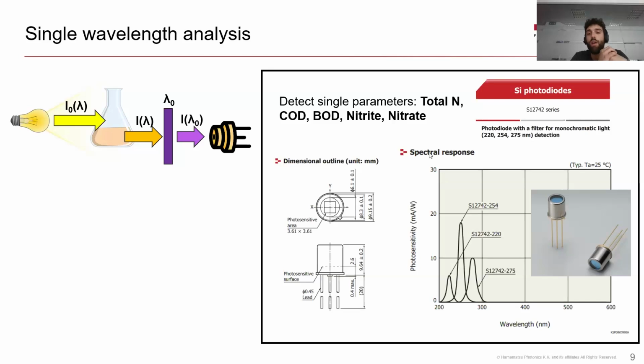So, for example, we want to measure total nitrogen, or we want to measure COD, BOD, nitrate, this kind of samples. Each of them can be measured at a specific wavelength. So we will tune the bandpass filter according to the analyte that we want to detect. And for doing that, we need a photodiode responsive in the UV or in the visible. And this is generally a silicon photodiode, like the ones that you're seeing on the right side of this slide. And you can notice from the drawing that they are extremely small, having a diameter below 10 millimeters.